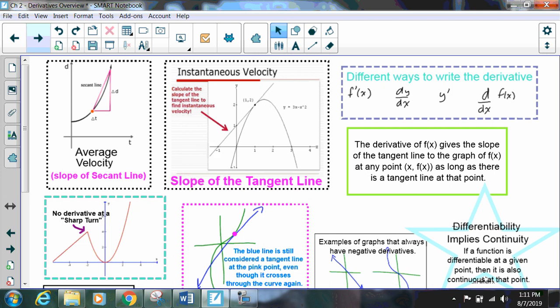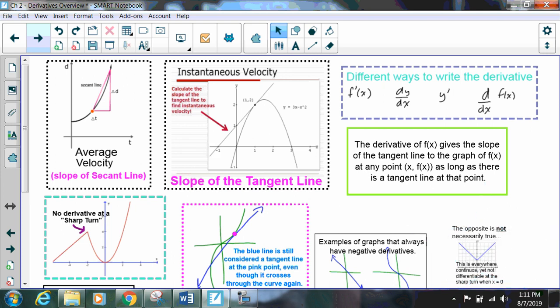Differentiability implies continuity, right? If a function is differentiable at a given point or across an interval, then it's also continuous at that point or over that interval. But I wanted to remind everybody the opposite's not necessarily true, because we're looking at this absolute value graph. It is continuous everywhere, yet it's not differentiable at that sharp turn when x equals 0. So remember, the converse is not true. If it's differentiable across a certain interval, then it is continuous, but the reverse isn't true.